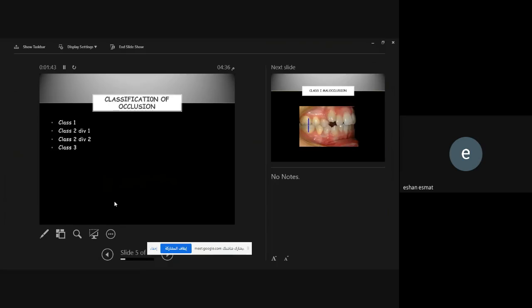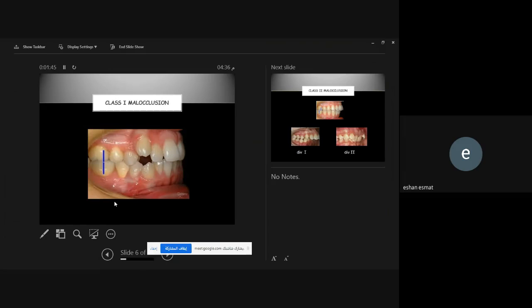In more detail, class 1: when you look at the molar relationship here, this is class 1, but they have anterior crowding, that means class 1 malocclusion. Here, the mesial buccal cusp of the upper first molar occludes with the mesial fossa of the lower first molar. This is class 1 malocclusion.